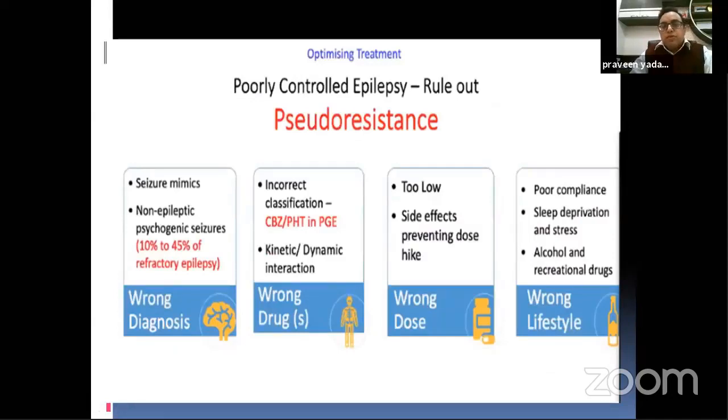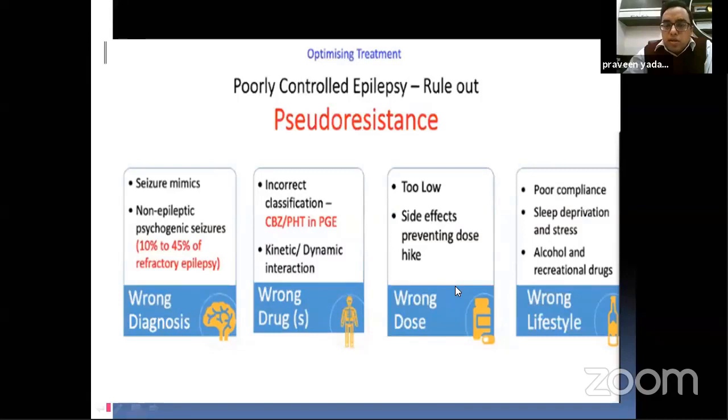So what are the causes of resistance? Whenever you say that a seizure is becoming refractory or resistant, you should take into consideration these points. First is the wrong diagnosis. Sometimes it may be some paroxysmal non-epileptic event or some migraine which is mimicking the seizure. So you have to get the diagnosis correct. Second is a wrong drug. Maybe you have started some wrong medications. You have started carbamazepine for myoclonic epilepsy, or phenobarbital for absence seizure, which is causing the worsening of the epilepsy.